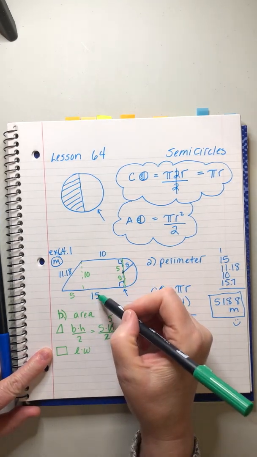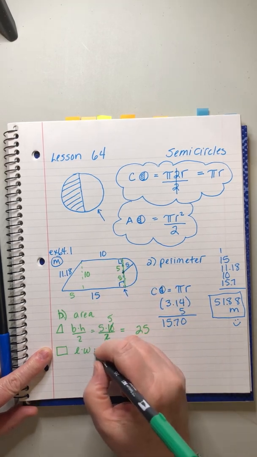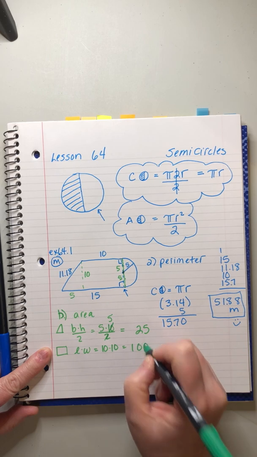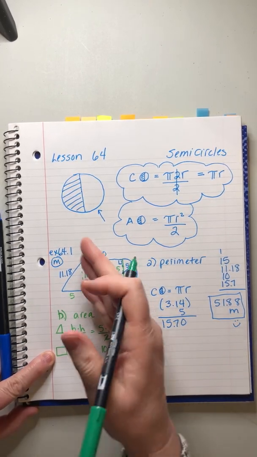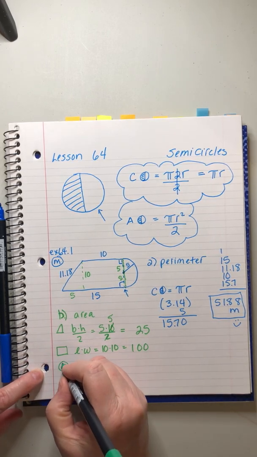Don't get tricked by this 15. Remember, that includes 5 for over there. So it's 10 times 10. That's 100 for the area of our square. You can say rectangle, though, because squares are part of rectangles. Okay, now for the semicircle.